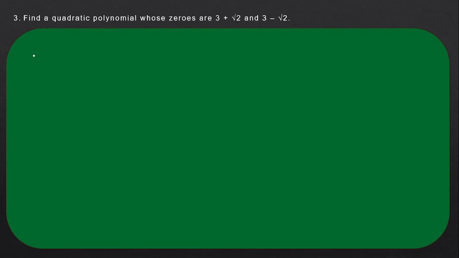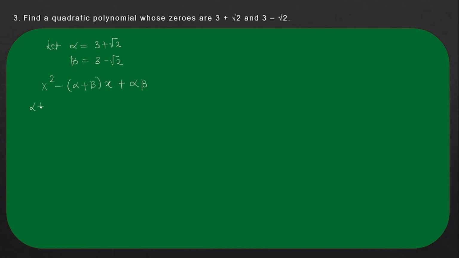Now let us move further with question 3. Find a quadratic polynomial whose zeros are 3 plus root 2 and 3 minus root 2. Here the zeros are already given. So let us assume alpha is 3 plus root 2 and beta is 3 minus root 2. Now we have already learned that if roots are given, then we can find the quadratic polynomial using the expression x square minus sum of the roots into x plus product of the roots.